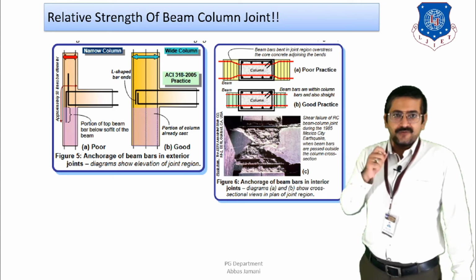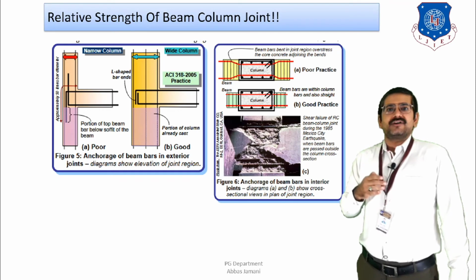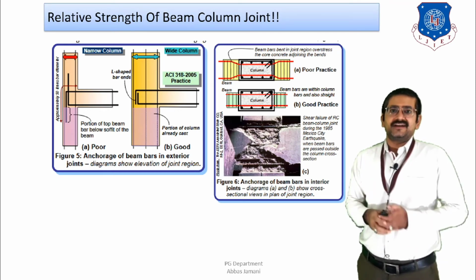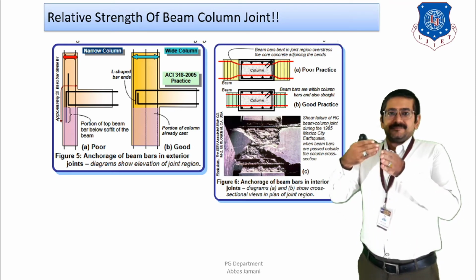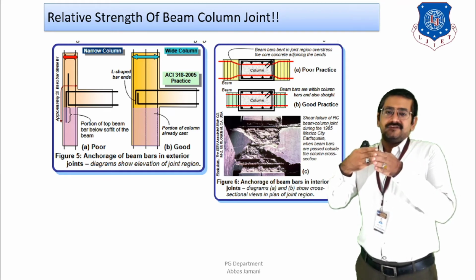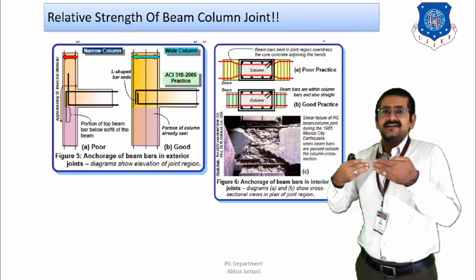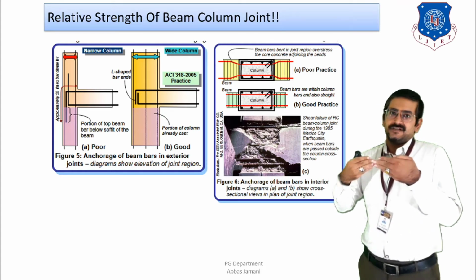So what is the problem with the narrow width of the column? That is, you are going to have the column orientation in two types. The first orientation is such that the width of the column is going to coincide with that of the beam. And in the second case, the depth of the column is going to coincide with that of the beam.